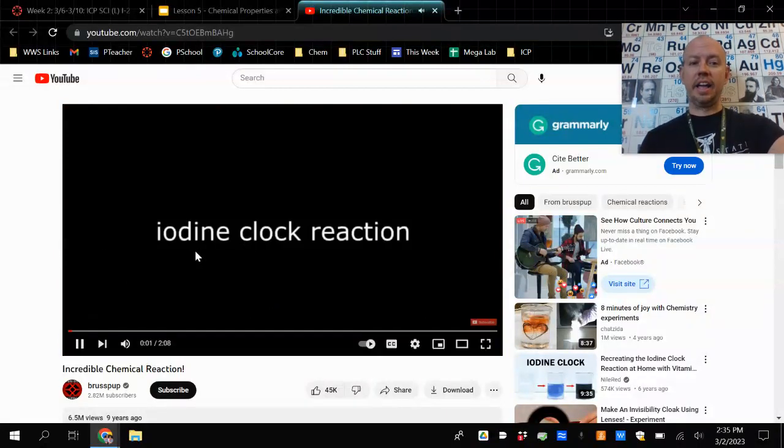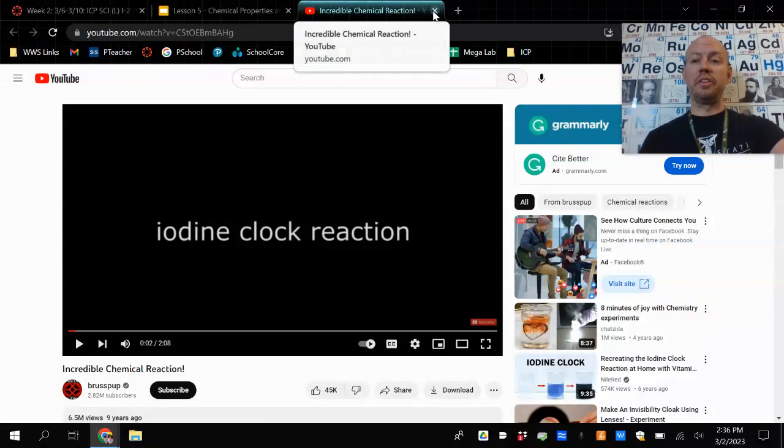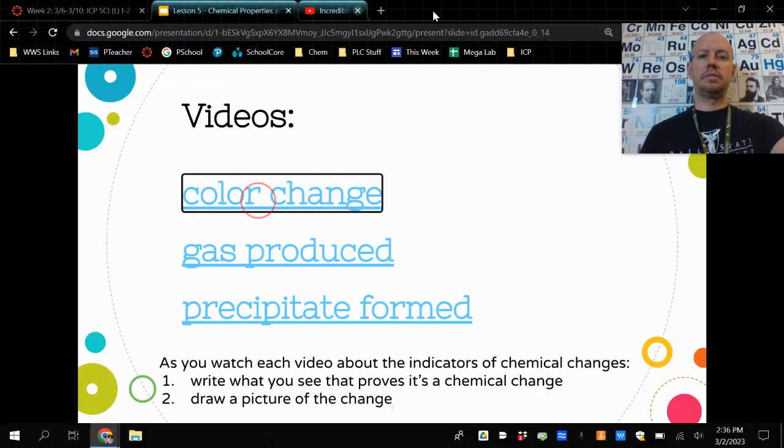So that's called the iodine clock reaction because of the way it changes after a certain amount of time. So that was a real reaction there, kind of showing in a lot of different ways. So, what were the signs of reaction? And draw the before and after to show that it made a new substance.